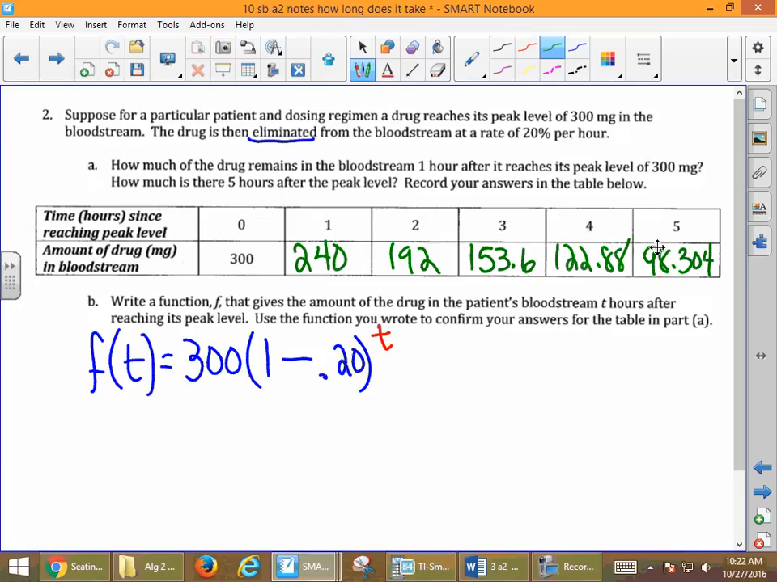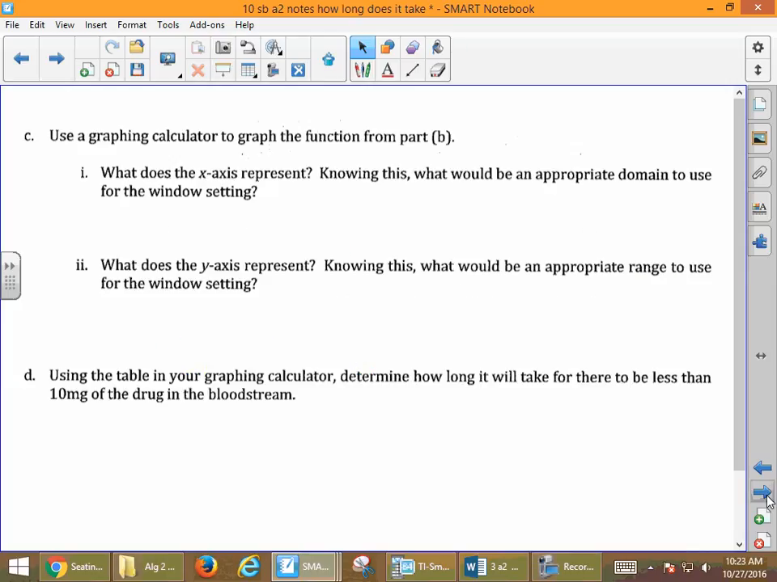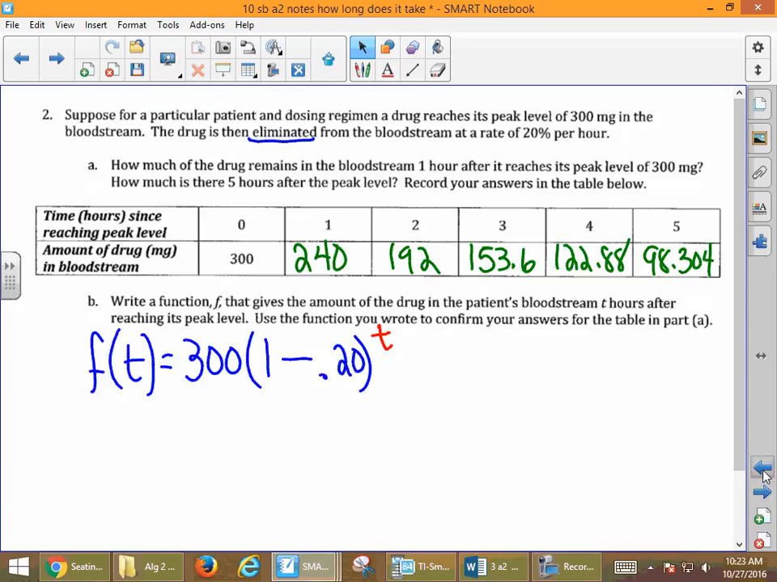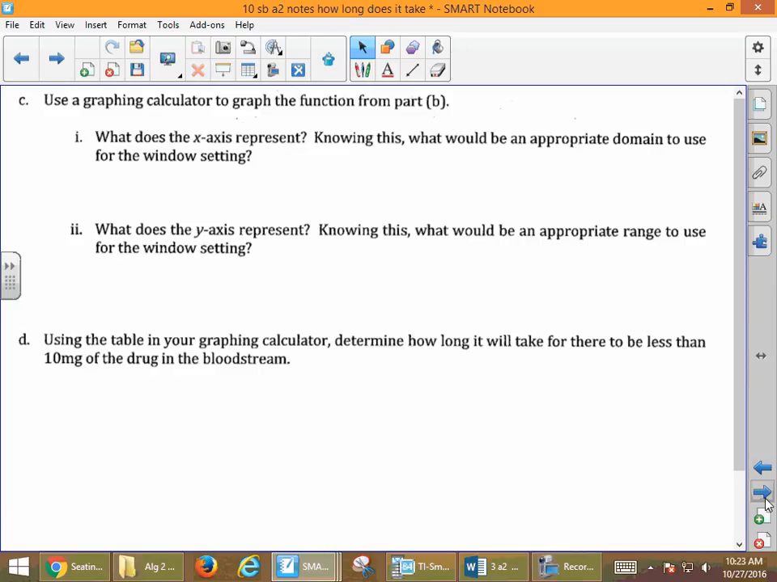So we didn't have to do a bunch of picking up our calculator and typing in and all of that stuff. We could use this function to help us come up with our value. But as we look at this now, same kinds of questions that we were looking at on the front page. It says, using the graphing calculator to graph the function, what does the x-axis represent? Well, if we go back and look at our table, what does the x-axis represent? Time.